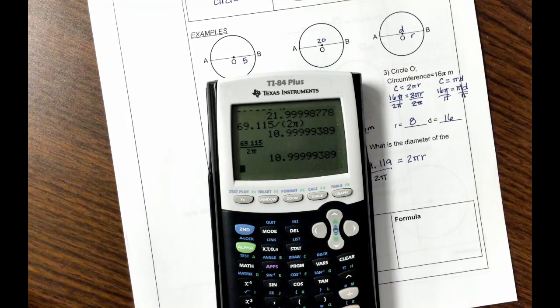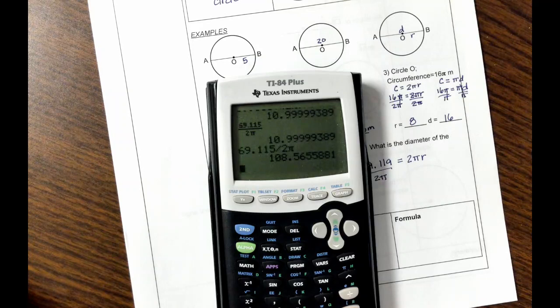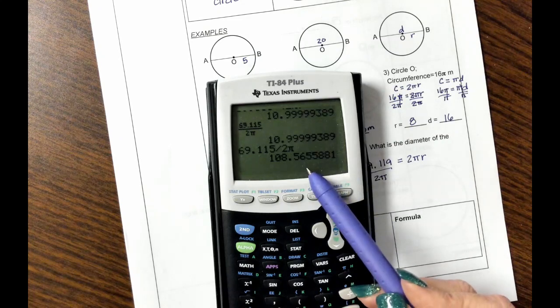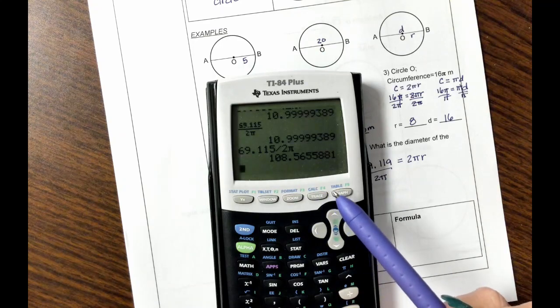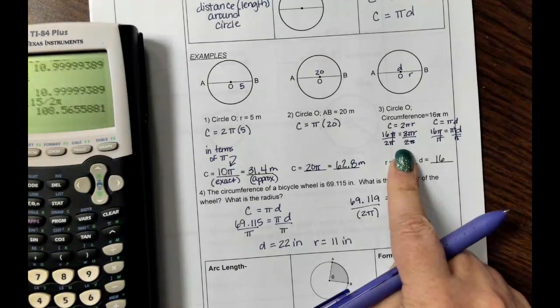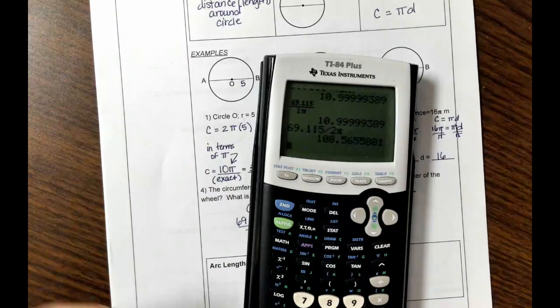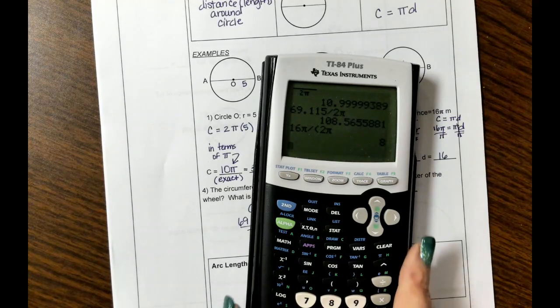But if you do 69.115 divided by 2 pi like that, you will not get the same answer. And that doesn't make any sense. There's no way that you can have a radius of 108.6 when the distance around the shape is 69.115. So be very careful when you divide by 2 pi. Up here it all canceled out, so it didn't really worry me, but I could have kept it and done 16 pi divided by 2 pi and let the calculator handle all the math. Just don't forget to divide by 2 pi in parentheses. Don't make that mistake, and always check and make sure that your answers make sense.